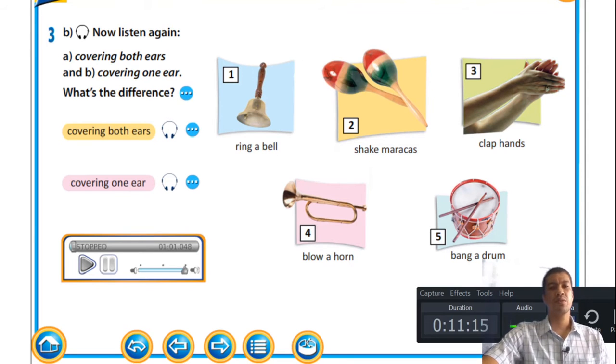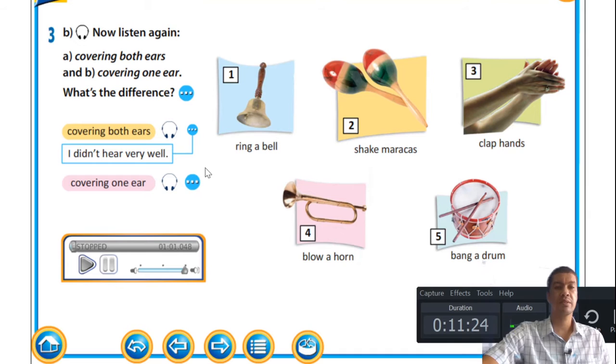Alright, and that's the end of the audio. Now, you alone can tell me the difference, and you can practice it with your friends. So, what did you hear and what was the difference?